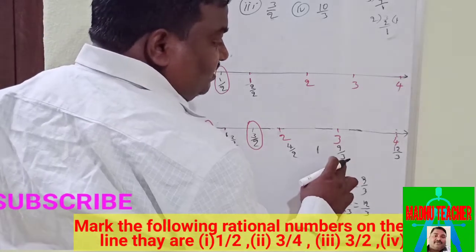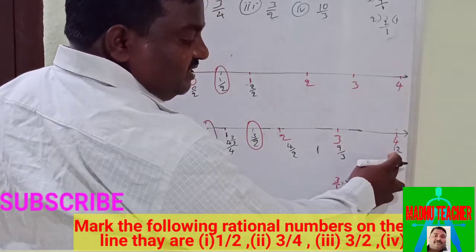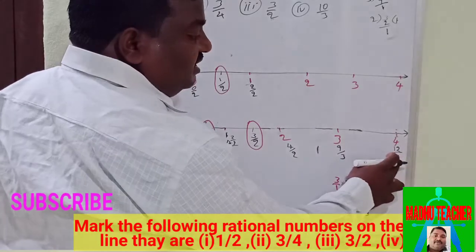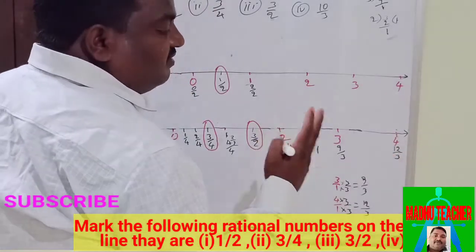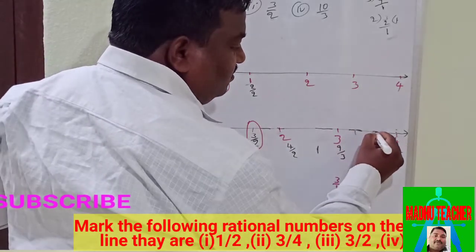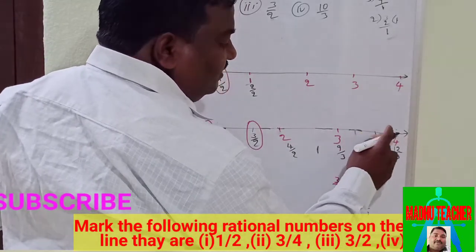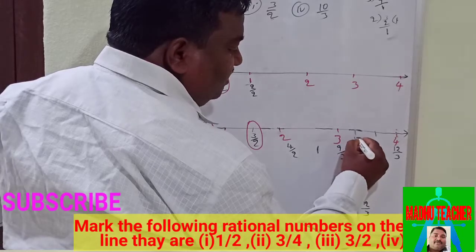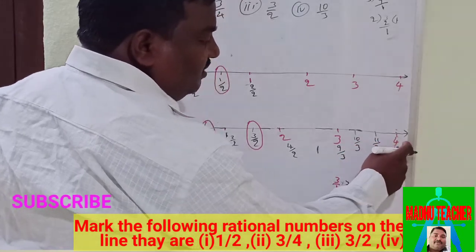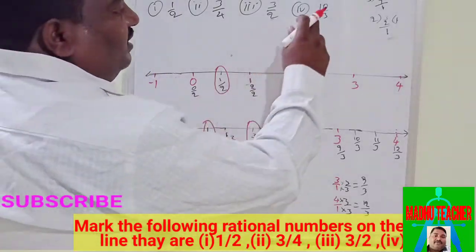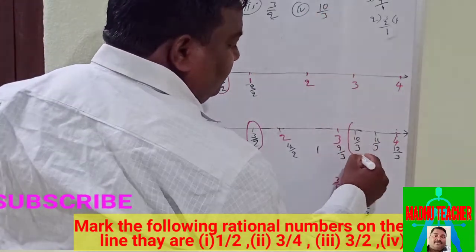Now what is the denominator? 3. So the denominator is 3. So divide this unit place into 3 equal parts. 1, 2 and 3. So after 9 by 3 comes 10 by 3, after that 11 by 3. This is 12 by 3. Our required rational number is 10 by 3.